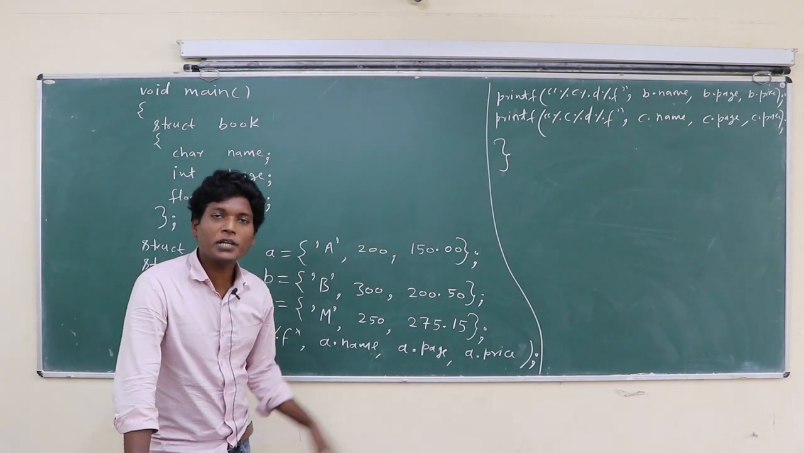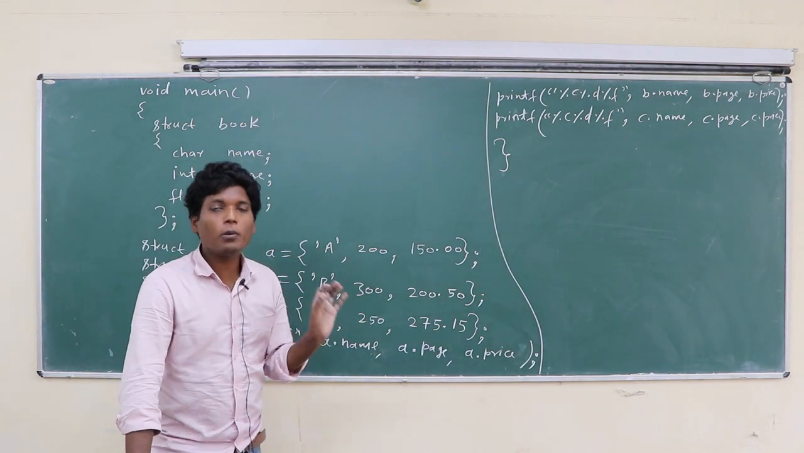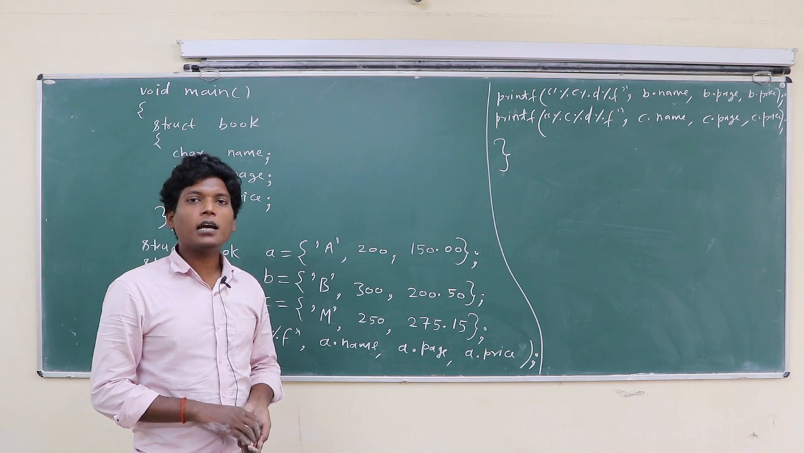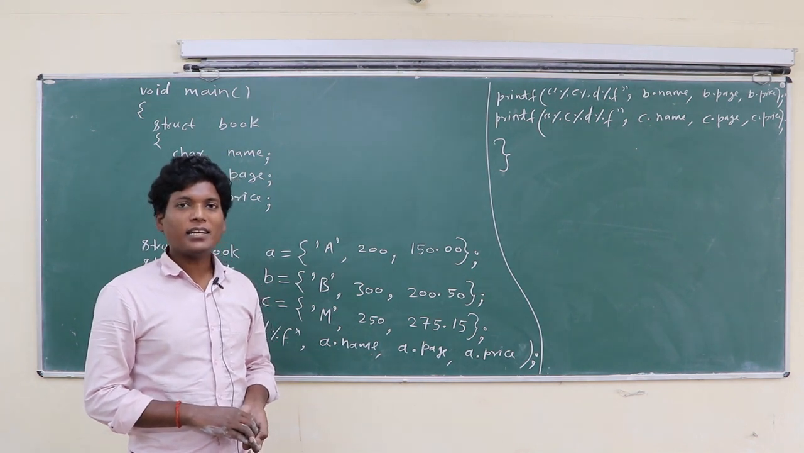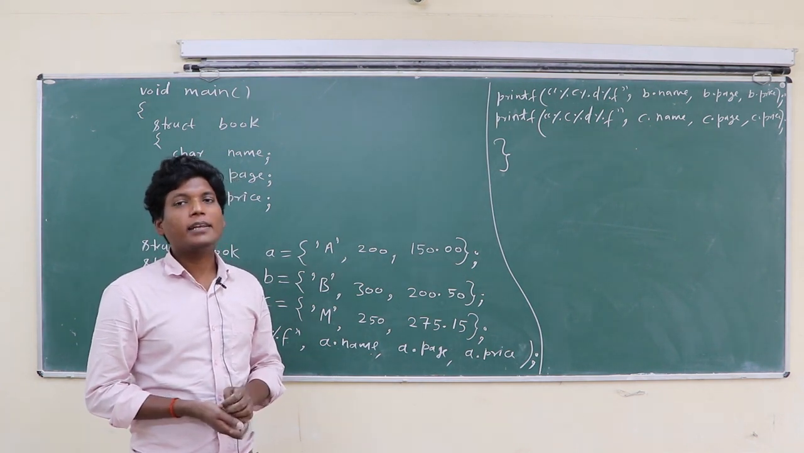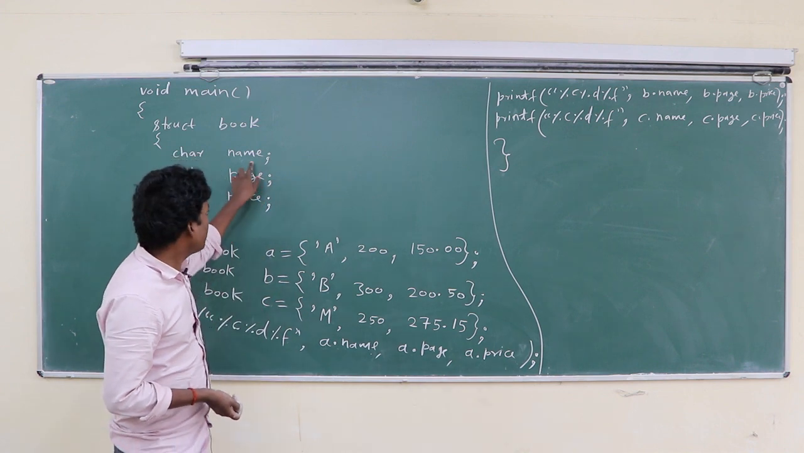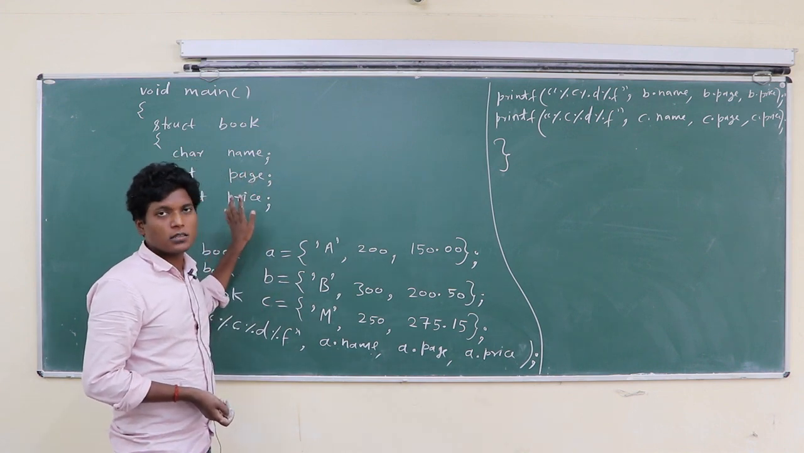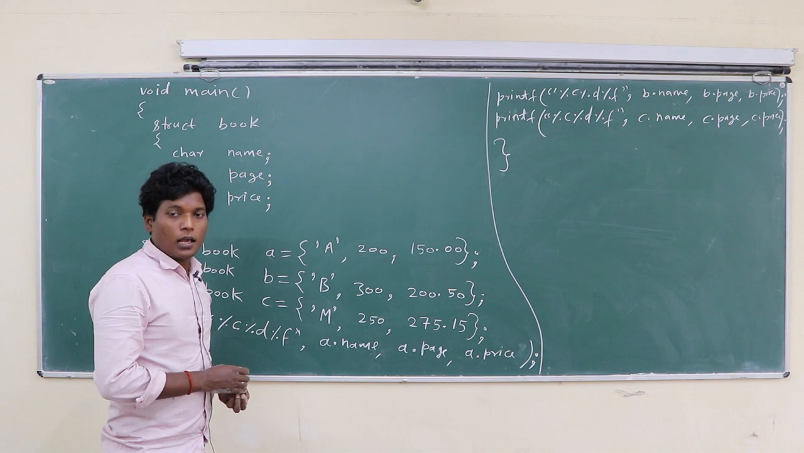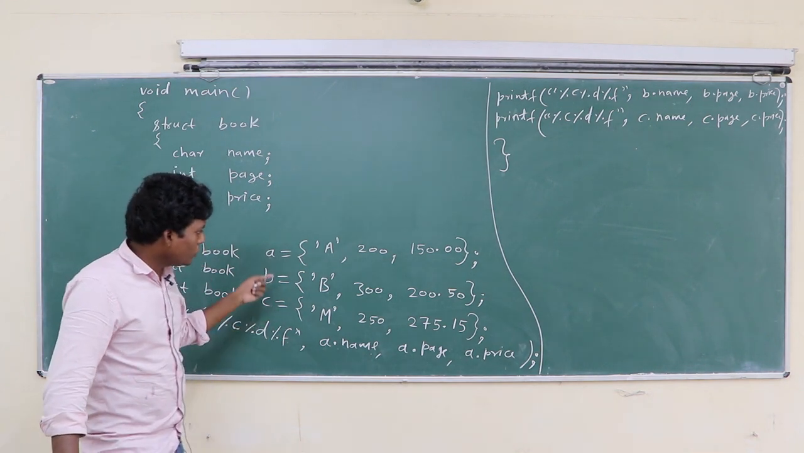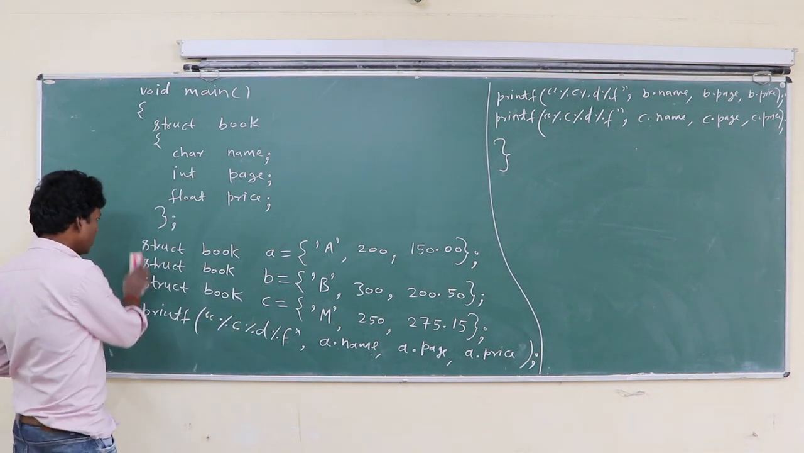Now we are going to take the input using scanf. The problem is the same: write a program in C to print the details of 3 books, and details are book name, book page and book price. Okay, the problem is this, and we are going to use the scanf function right now.